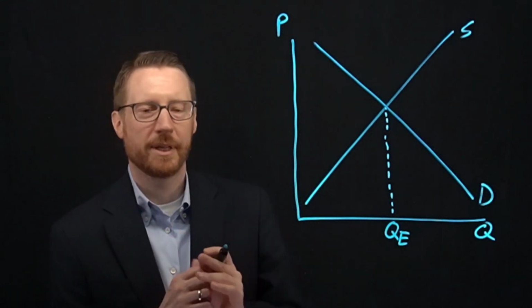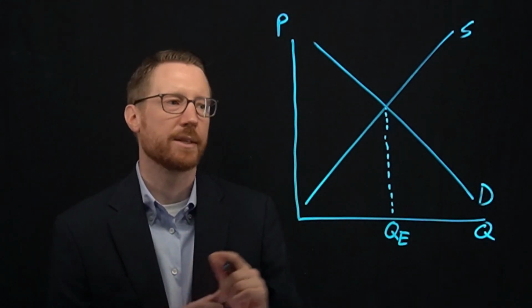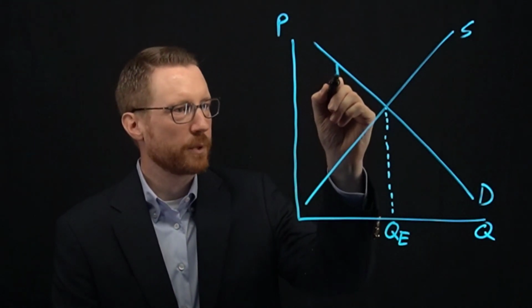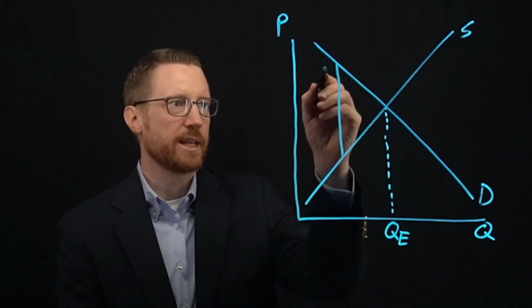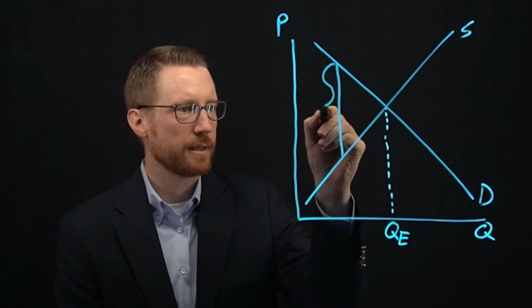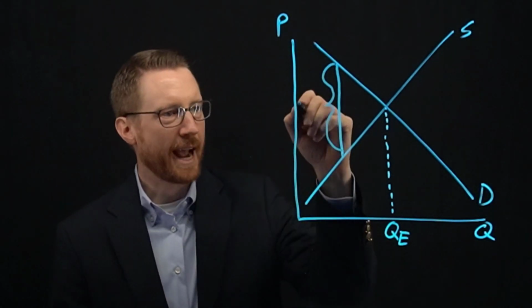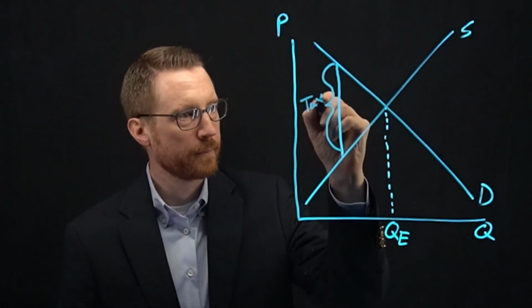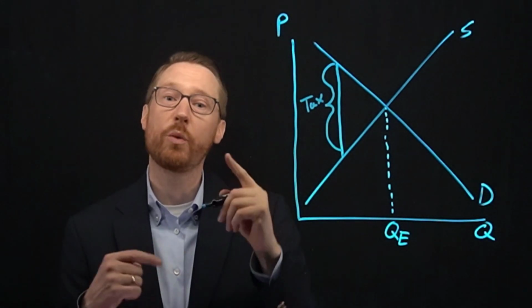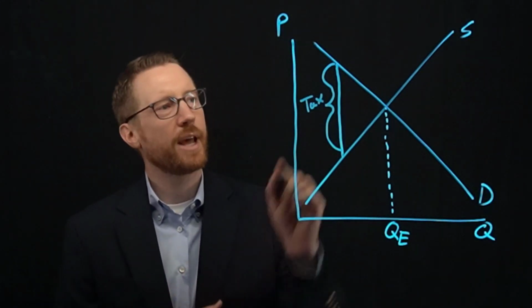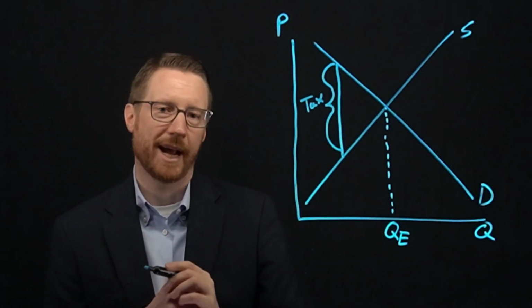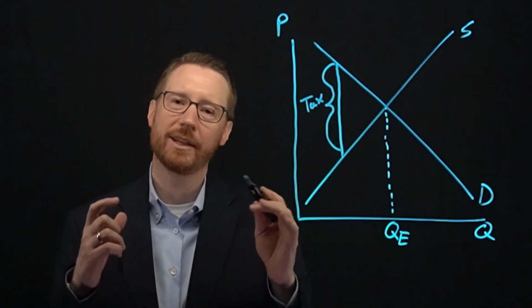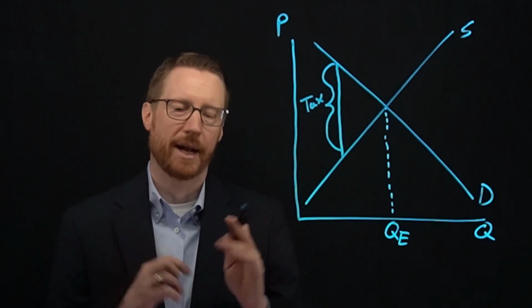All right, so what happens if the government puts a tax in place? It drives a wedge between what buyers pay and what sellers receive. Right? This is our tax. So it's driving a wedge between these two prices. So that means now buyers are paying more than they would without the tax, and sellers are receiving less than they would without the tax.